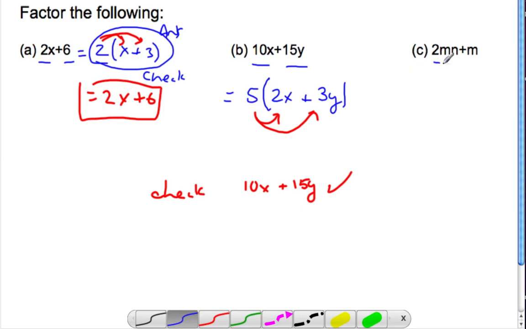Okay, so we've got a common letter this time, which is m, right? And then I'm left with? So 2n, add 1. Those ones seem to be quite tricky sometimes, don't they? When it's a 1, because if you don't put anything there, then you won't know to multiply. You can check it quickly in your head: 2mn plus m. Looks good to me.